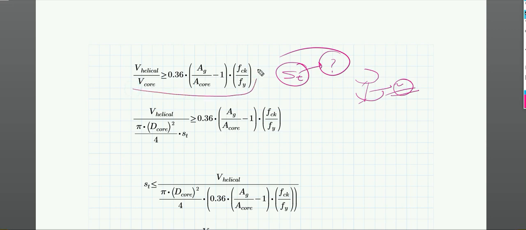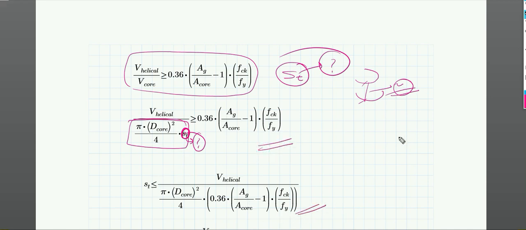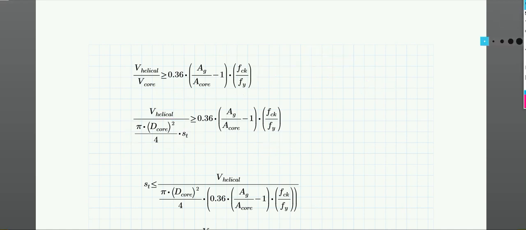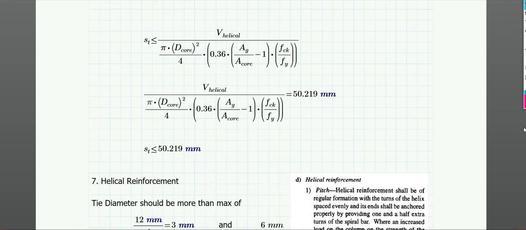But this is the condition. From this condition, how can you find out this ST? So we can find out the equation of ST from here. In the core, the volume of the core is pi d square by 4 into ST, right? So from here you can find out the value of ST. If you put it here and solve this equation for ST, you will get something like this. And if you put the values, ST comes out to be less than 50.219 mm. Okay, this should be the pitch.